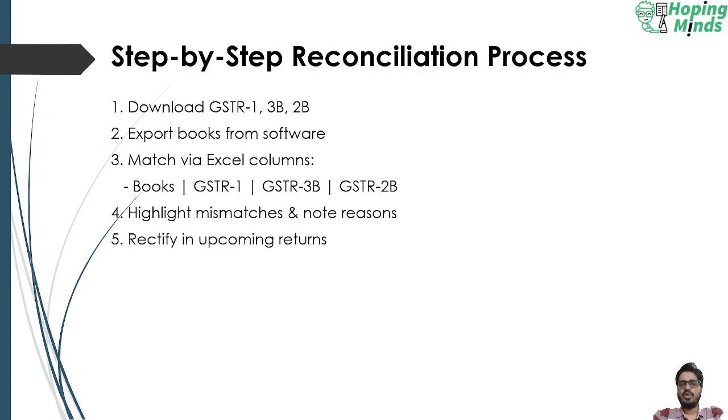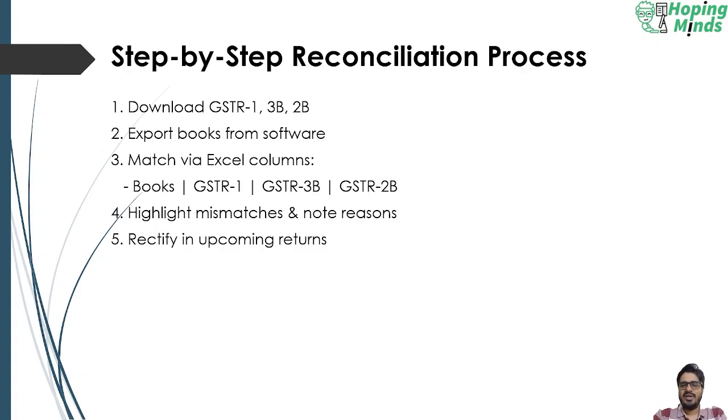So first we have to download GSTR 1, GSTR 3B and GSTR 2B return. GSTR 2B return can be downloaded in CSV format or in Excel format. Similarly, GSTR 3B and GSTR 1 return can be downloaded in PDF or Excel format, or in JSON format, and subsequently it can be imported to the offline utility and Excel can be generated therefrom.